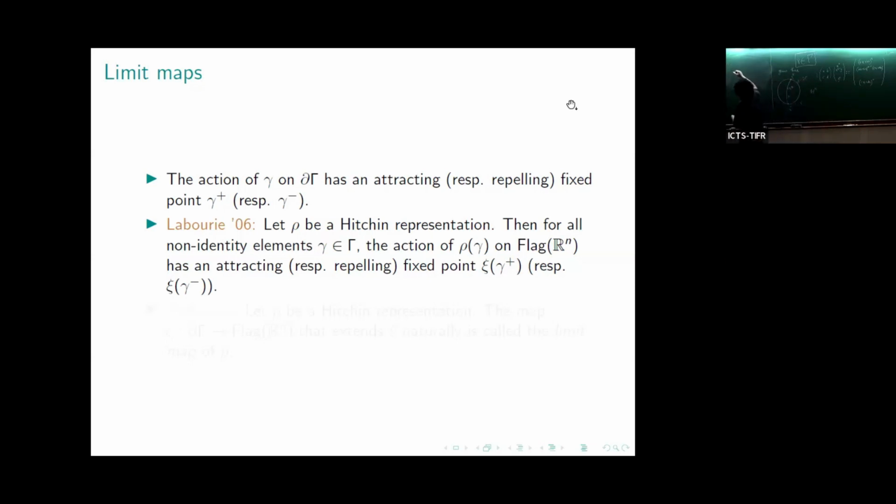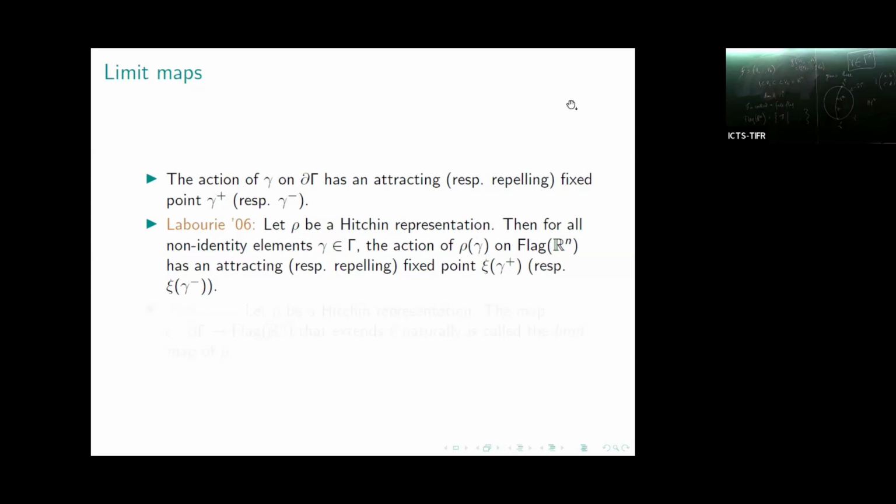A full flag in Rn, so let's say F is equal to the tuple V1 up to Vn, where V1 is a subspace of V2, and so on up to Vn, which is equal to Rn, and the dimension of Vi is equal to i. Such an F is called a flag or a full flag, and the flag space of Rn is all such flags. The action of rho of gamma on the flags has an attracting fixed point and a repelling fixed point. So the action of G on a flag is G of (V1, ..., Vn) equals (G V1, ..., G Vn).